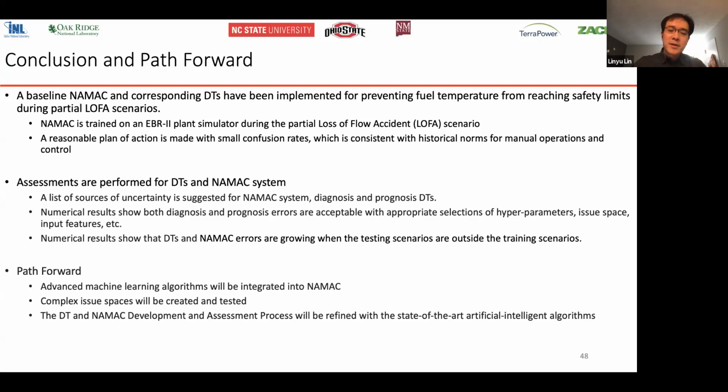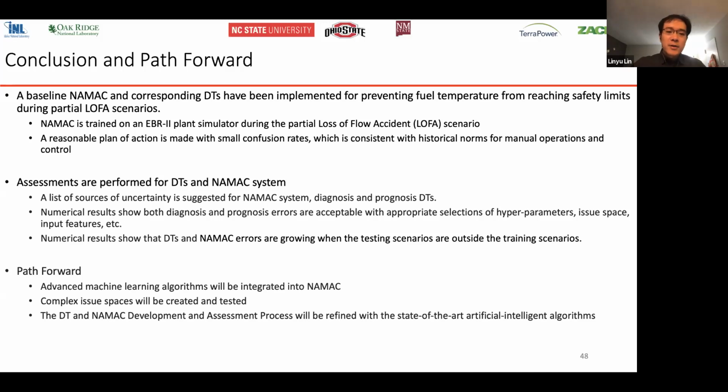Meanwhile, we do assessment for the digital twin and NAMAC system to test the scalability of our digital twin and NAMAC. We have made a list of sources of uncertainties for the NAMAC system, diagnosis and prognosis digital twins. And we found from the numerical results that the diagnosis and prognosis errors are acceptable when we select the appropriate set of hyperparameters, input space, and input features. And how we select those features is another topic, and that is not covered today.